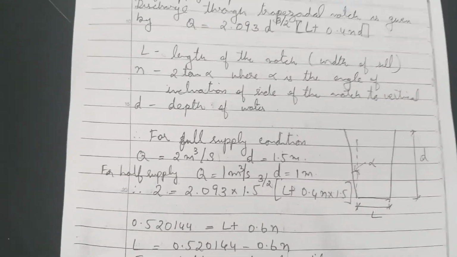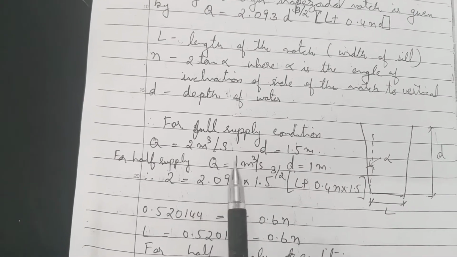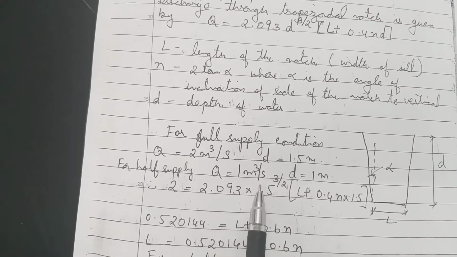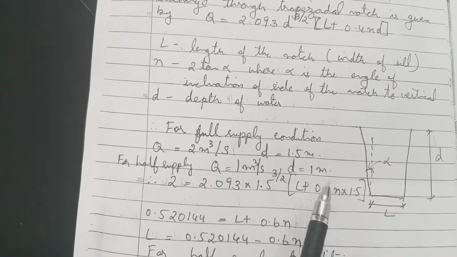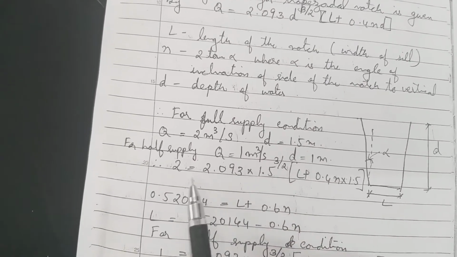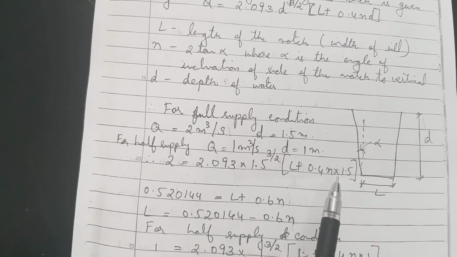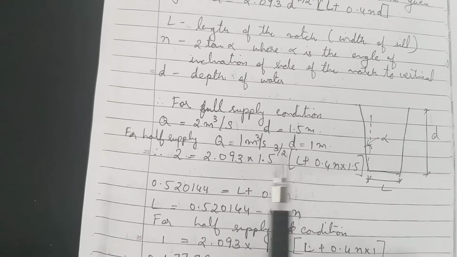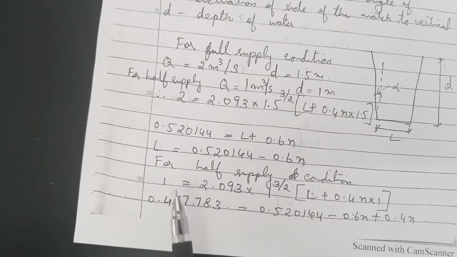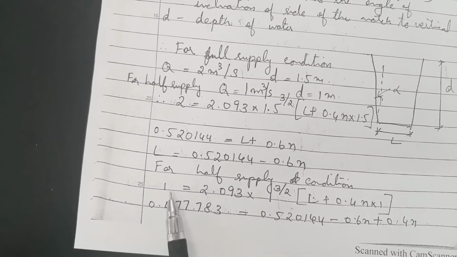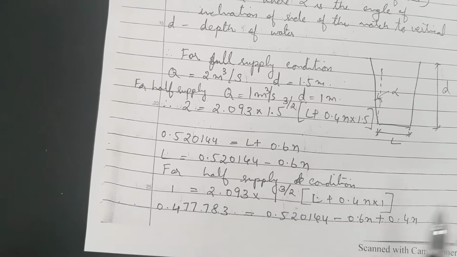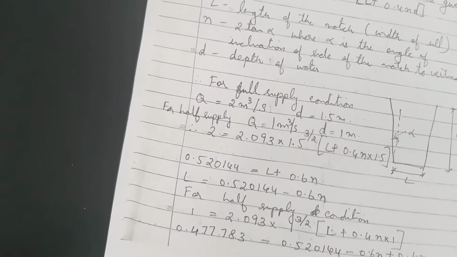So for full supply conditions, Q is given as 2 meter cube per second and D equal to 1.5. For half supply conditions, Q is equal to 1 meter cube per second and D equal to 1 meter. Substituting the values of Q and D for the full supply conditions, we get an equation connecting L and N. Now substituting the values for the half supply conditions, we get another equation connecting L and N. So we have 2 equations and 2 unknowns.